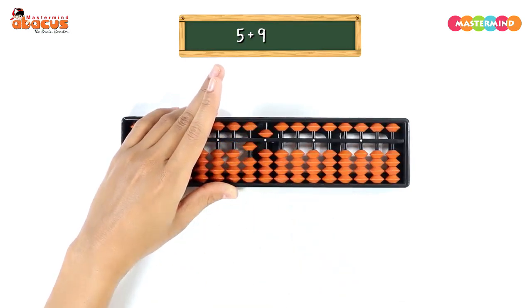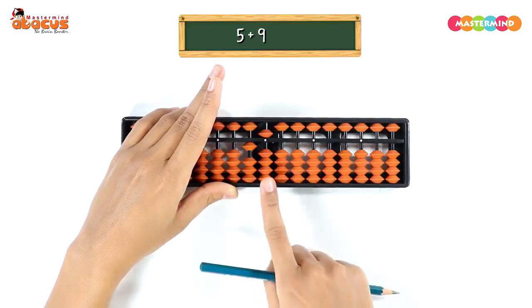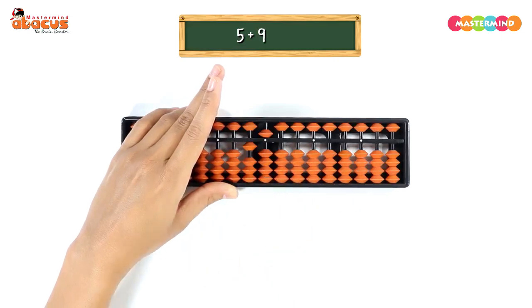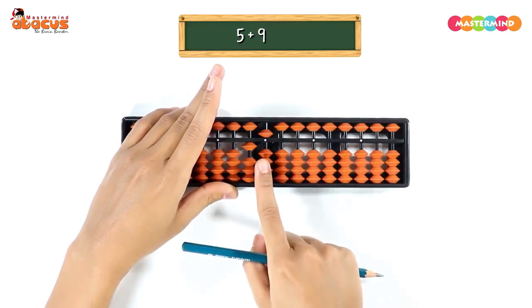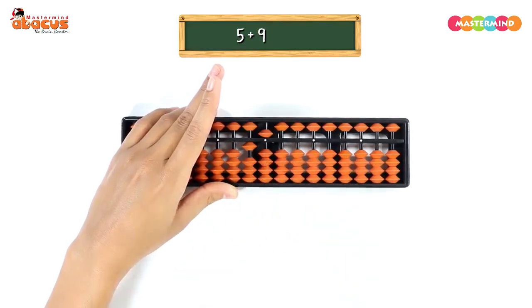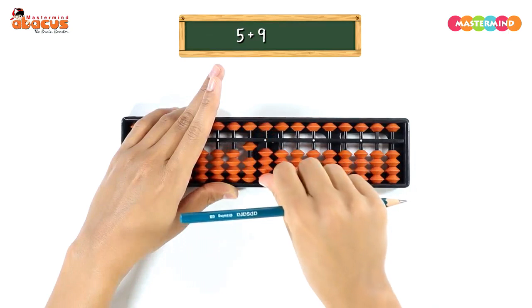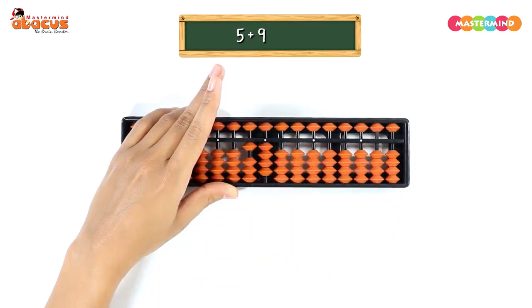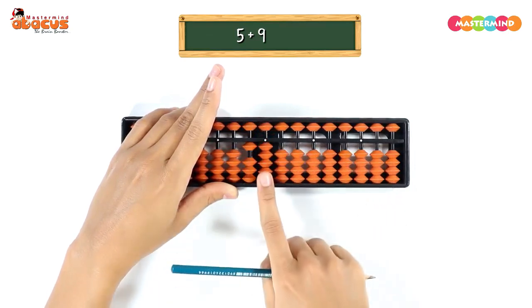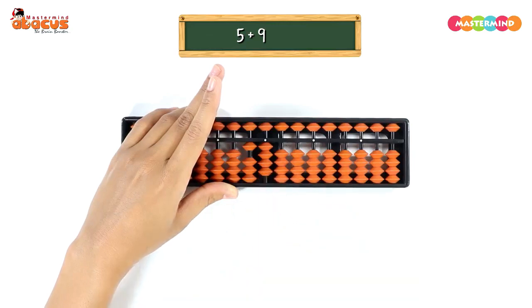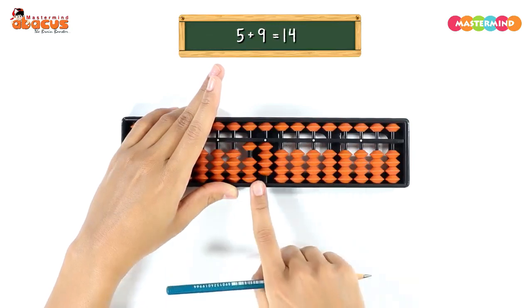Now we have to get less 1 on the unit rod to get 9. But we do not have a bead to do less 1. So we can get less 1 by using small friend formula, that is less 5 and add 4. Let us do less 5, add 4. This way, we have done less 1 on the unit rod. The final answer is 14.